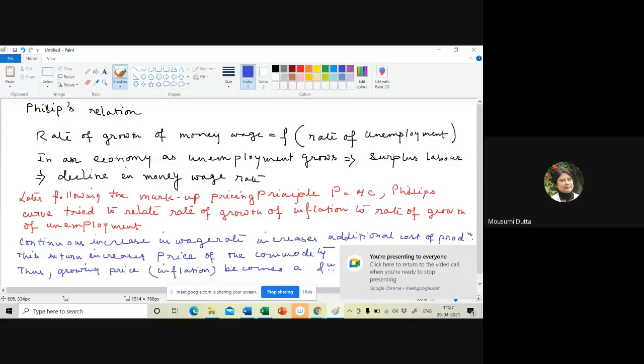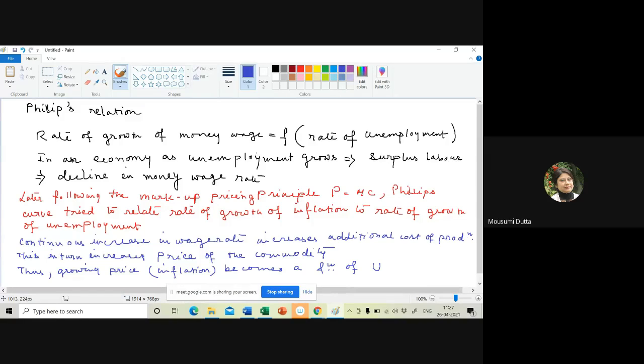So the Phillips curve basically started from the first kind of relationship: the rate of growth of money wage is a function of the rate of unemployment.